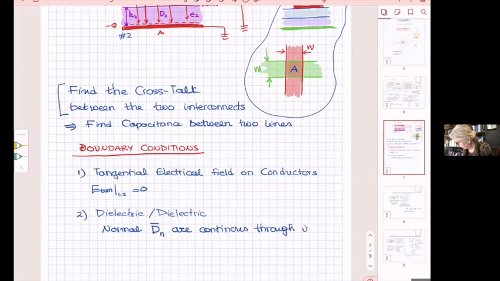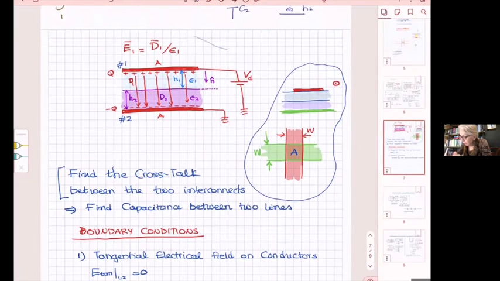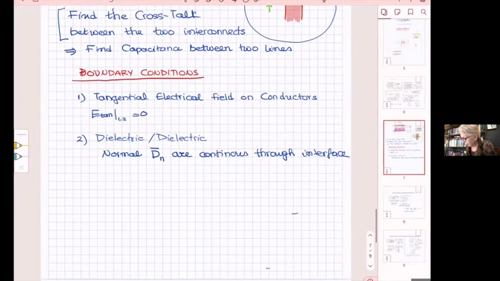Which means if the upper dielectric is number 1, and the lower dielectric is number 2, as I have shown here, what do we have? That dN1 equals dN2. And of course, what else we know is that the tangential electric fields there, E tangential 1, should be equal to E tangential 2.